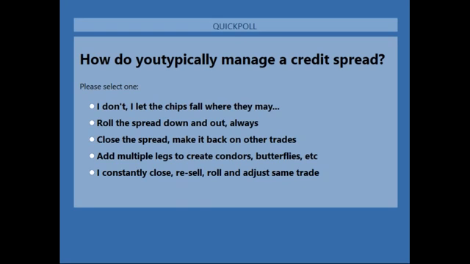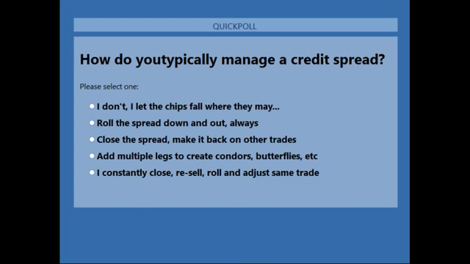How do you typically manage a bull put credit spread? Okay? In your portfolio. Do you not manage it? You let the chips fall where they may, but still try to control that loss? Do you look for that number 4, roll the spread down and out, always try to go further in time? Do you just follow your trading plan? Number 2, close the spread and make it back on other strategies, just make it back on other stocks because that fell into your trading plan? Do you potentially add multiple legs to try to create a condor, maybe a straddle around the position, or maybe that butterfly or broken wing butterfly?